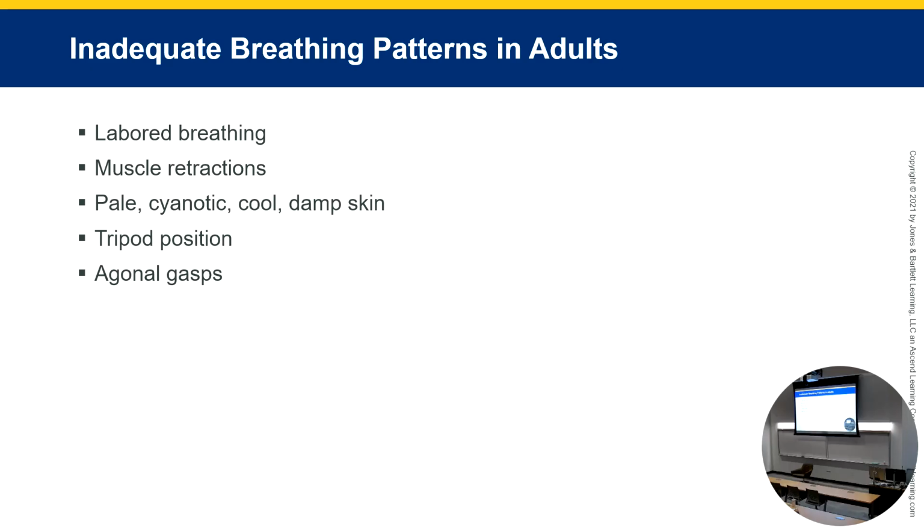Pale, cyanotic, cool, or damp skin, okay? So breathing correlates with perfusion. They're going to work hand in hand with each other. So a patient who is not getting adequately oxygenated, their skin signs are going to start to change, right? They might become more pale, might turn bluish or gray. Their skin might become more damp and wet, if you will.